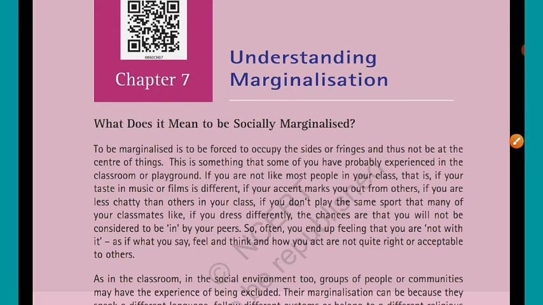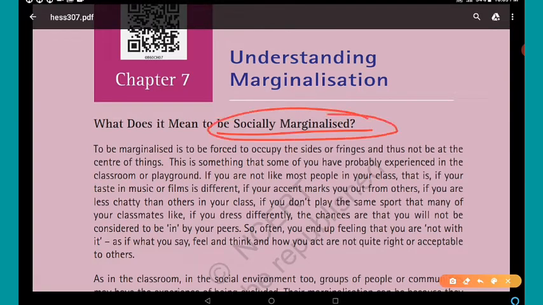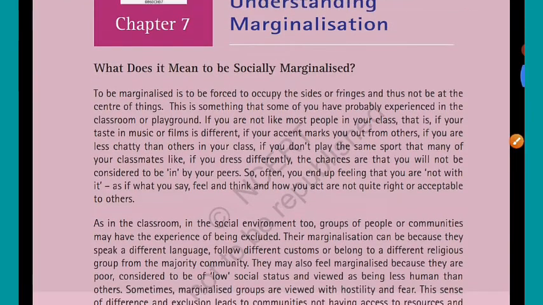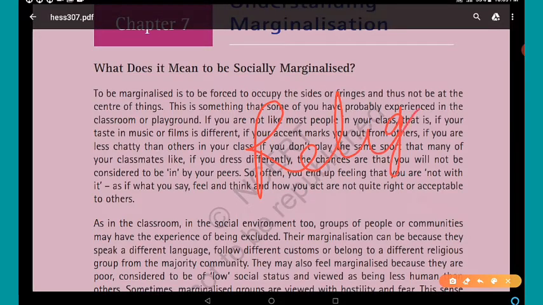What does it mean to be socially marginalized? Socially, society is based on various kinds of differences. Many differences are found in society on the basis of caste, language, culture. So this is also a base of marginalization in the society. That is the base of differences. Different cultures are followed in the society by different groups. Different languages are spoken, different customs are used, different traditions are followed. Clear? So different castes are there, different religions are there. So differences are found in the society on various bases.